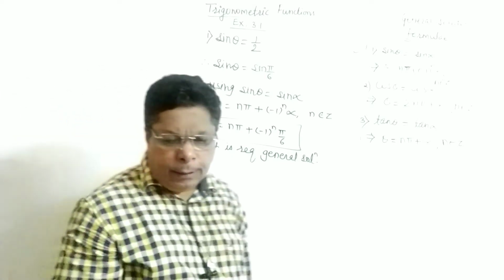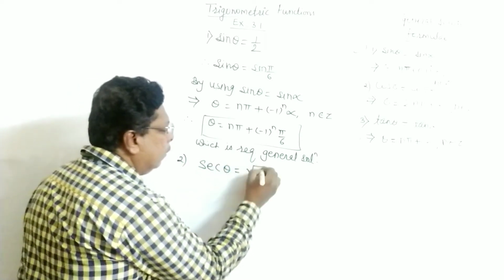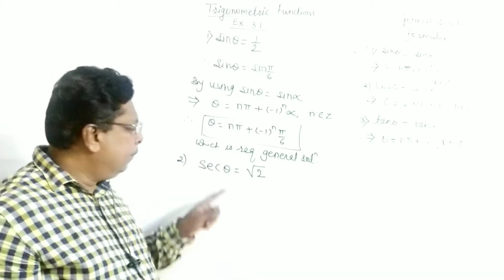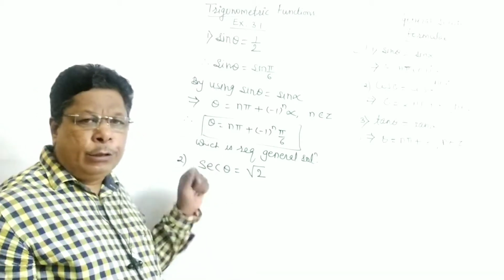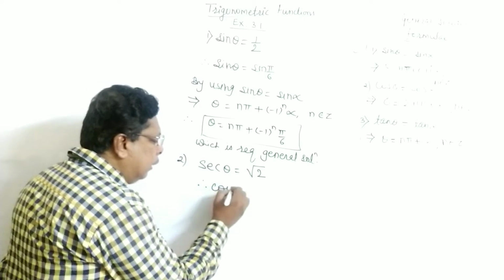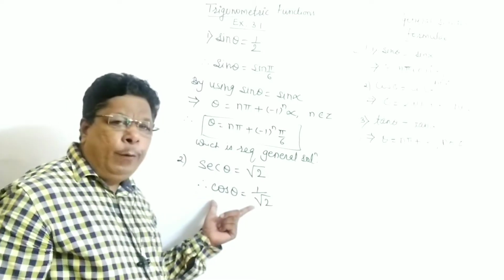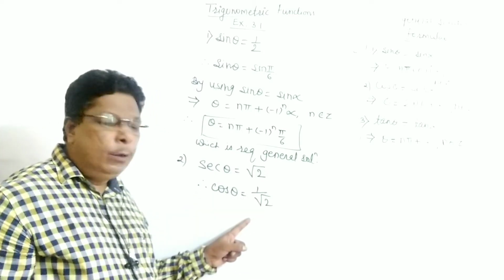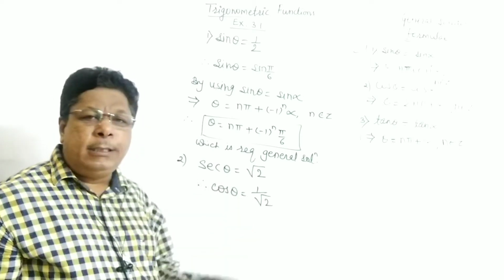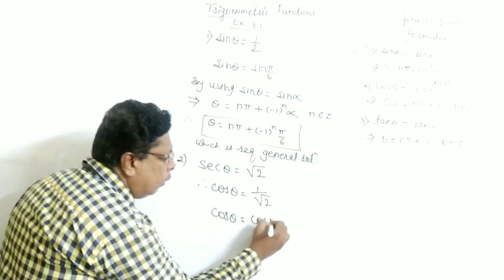Okay, now we'll take the second one. Second sum. Sec theta equal to root 2. We know that the reciprocal of sec theta is cos theta. Sec theta means 1 upon cos theta, and cos theta means 1 upon sec theta. Sec theta equal to root 2. Therefore, we can write cos theta is equal to 1 upon root 2. Now see, for which angle is cos theta 1 upon root 2? We know that cos 45 degree is 1 upon root 2. 45 degree means pi by 4. So we can write cos theta equal to cos pi by 4.